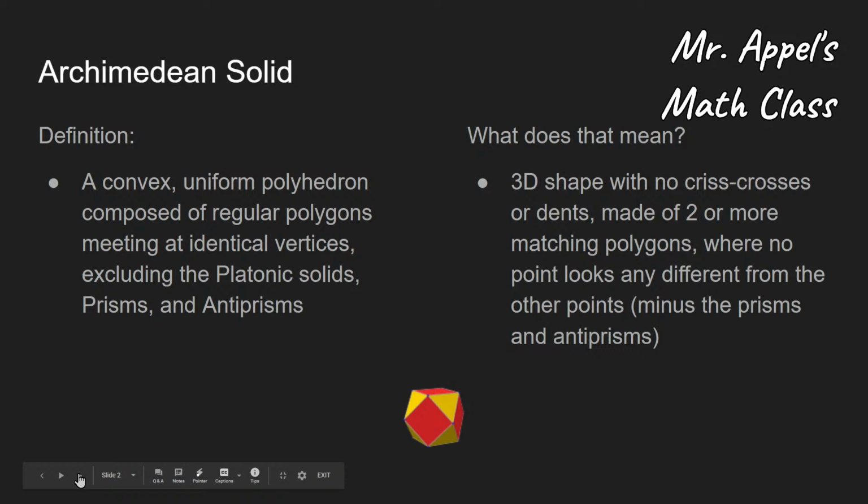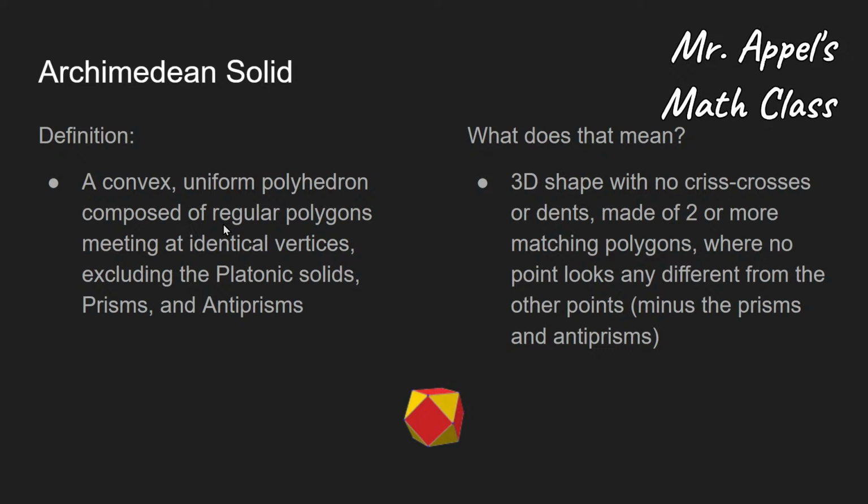So, Archimedes solid. First up, the definition. What is this thing? It's a convex, uniform polyhedron composed of regular polygons meeting at identical vertices, excluding the Platonic solids, prisms, and antiprisms. So those three groups meet all of these criteria, but because they have even more specialized relationships inside them, we set those aside as their own thing, and the leftovers are the Archimedes solids.